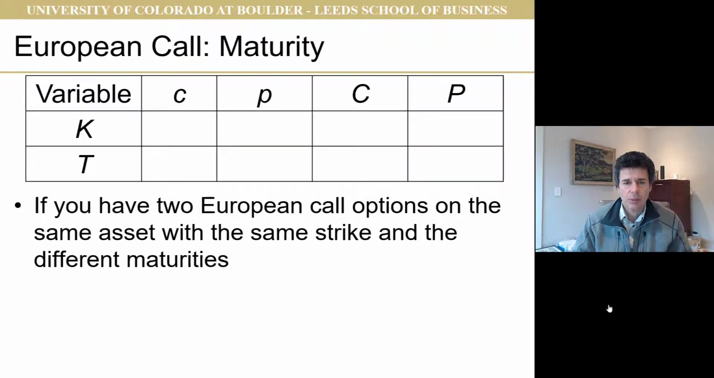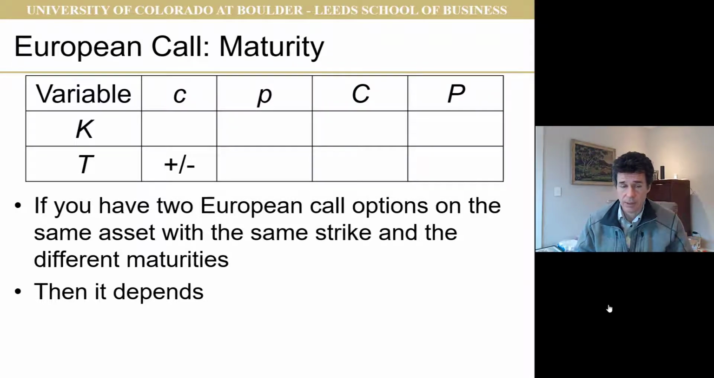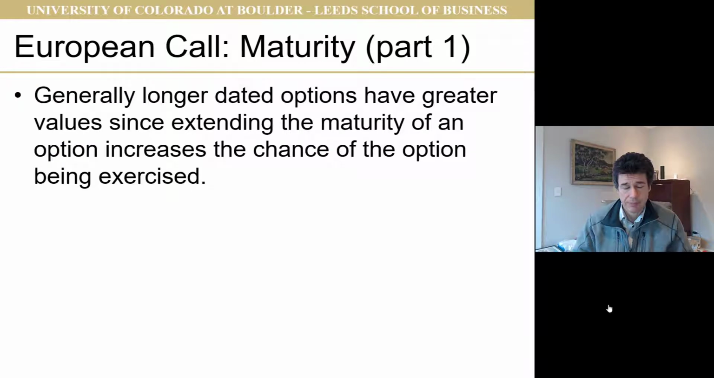So, European calls, it depends. And so let's talk about what it depends on. Sometimes an option with a longer maturity is worth more, and sometimes it's worth less for European call options. So let's think about this. Generally, longer dated options have greater values, since extending the maturity of the option increases the chance the option is going to be exercised, because there's a greater probability that the underlying asset, if we're thinking about calls, achieves higher prices if we wait longer.